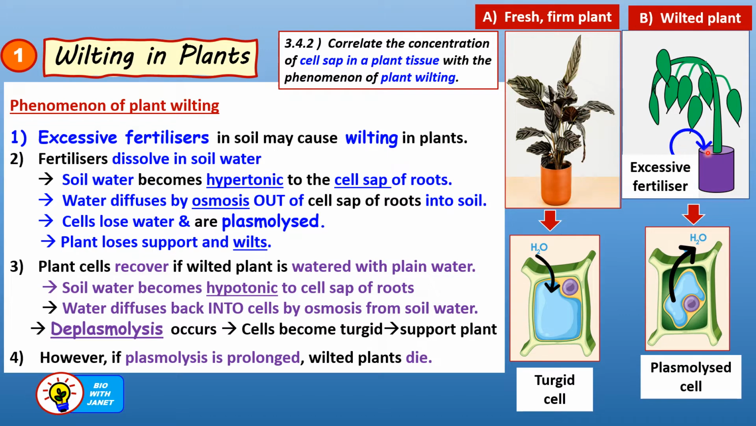excessive fertilizers were used, right? And this caused the plant to wilt. So how does that occur? Now, excessive use of fertilizers in the soil may cause wilting in plants. These excessive fertilizers will dissolve in the soil water or soil solution and make the soil water become hypertonic, more concentrated, and having higher concentration of dissolved substances compared to the cell sap of the roots.